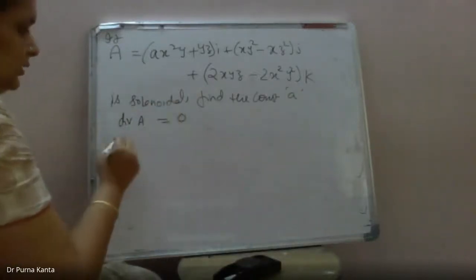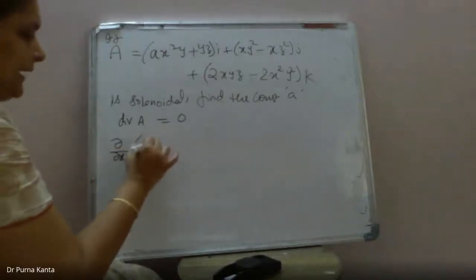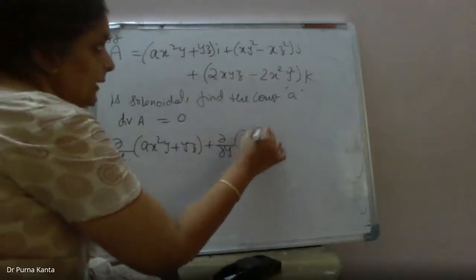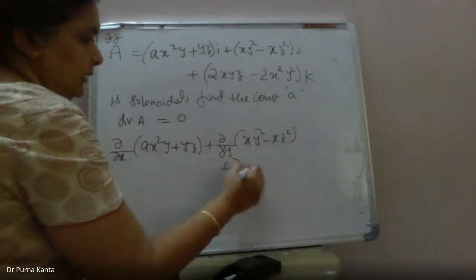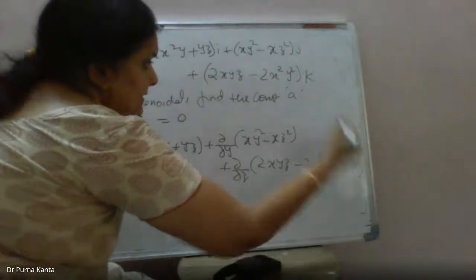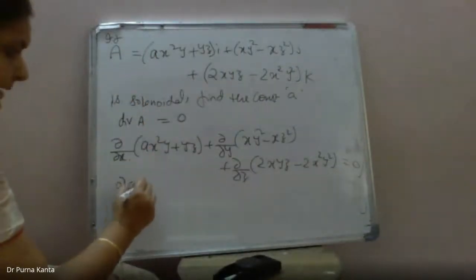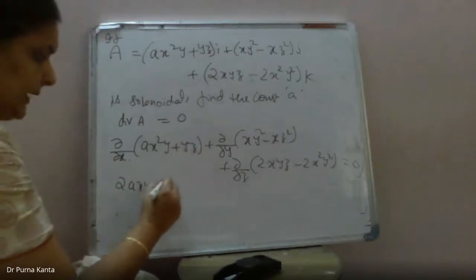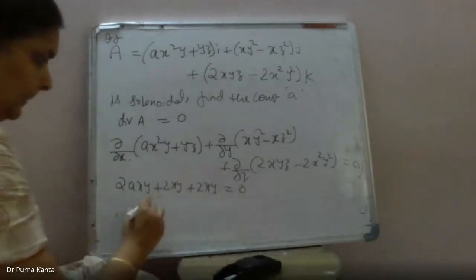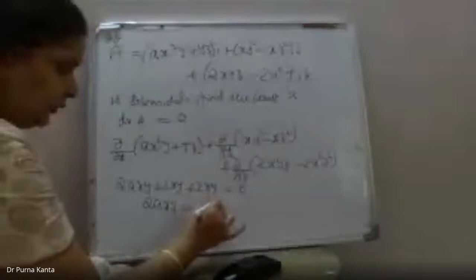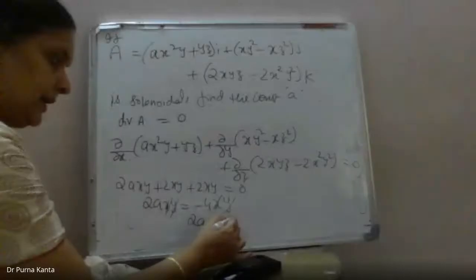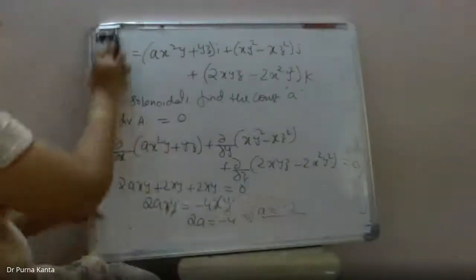Div A is equal to 0 implies ∂/∂x of (a x square y plus yz), ∂/∂y of (xy square minus xz square), ∂/∂z of (2xyz minus 2x square y square). This is given as 0 directly. So ∂/∂x means 2axy, ∂/∂y means 2xy, ∂/∂z means plus 2xy is equal to 0. 2axy is equal to minus 4xy. xy gets cancelled. 2a is equal to minus 4 implies a is equal to minus 2. Check your answer.